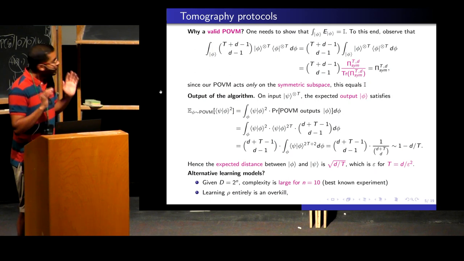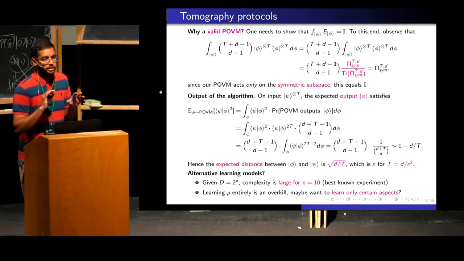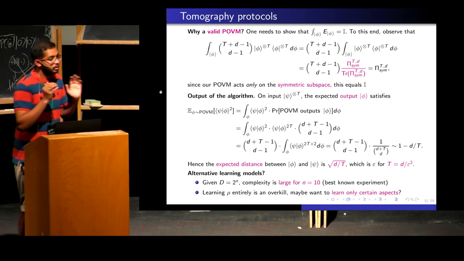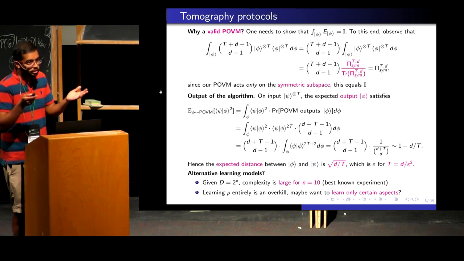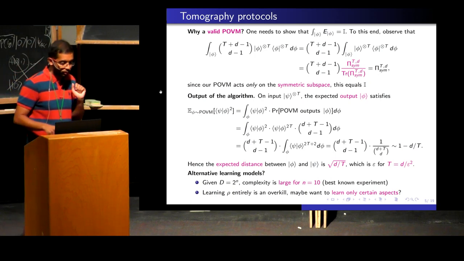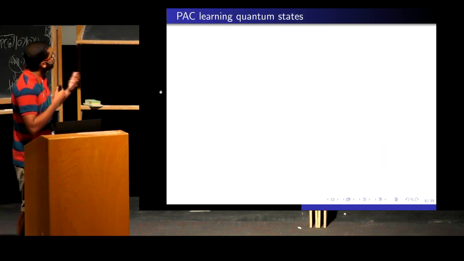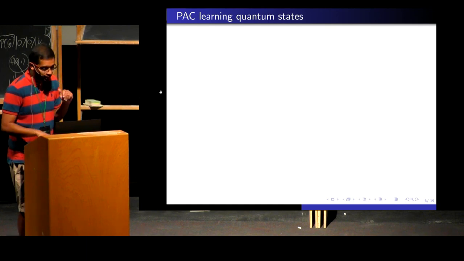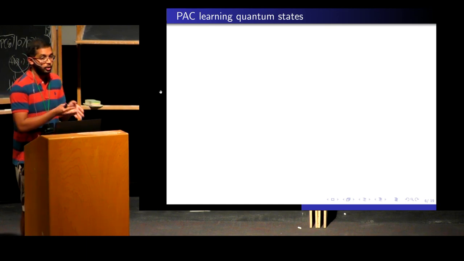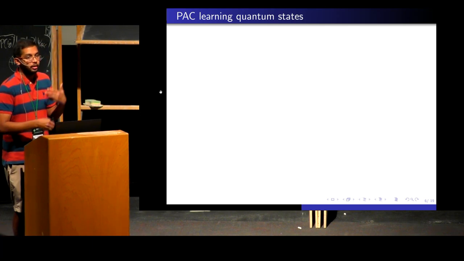So maybe learning rho completely is an overkill. Maybe you just want to learn some properties about the quantum state. Maybe the trace of the quantum state with respect to some measurement. In that case, maybe learning the entire quantum state is useless. I just need to learn some properties about the quantum state. And that kind of naturally leads me to this notion of PAC learning. PAC learning was something we discussed in the first day, and I'll again come back to PAC learning for quantum states now. The first day I spoke about PAC learning for Boolean functions, now we'll talk of PAC learning quantum states.